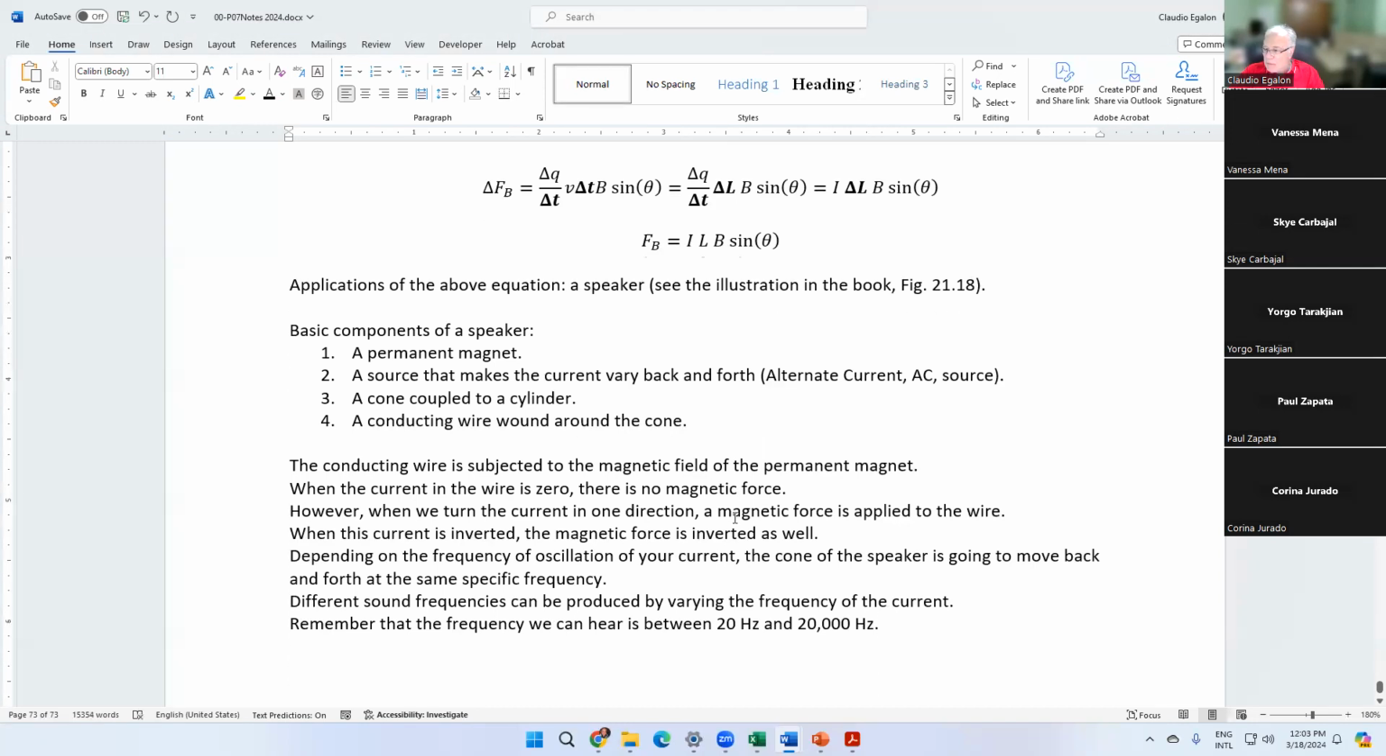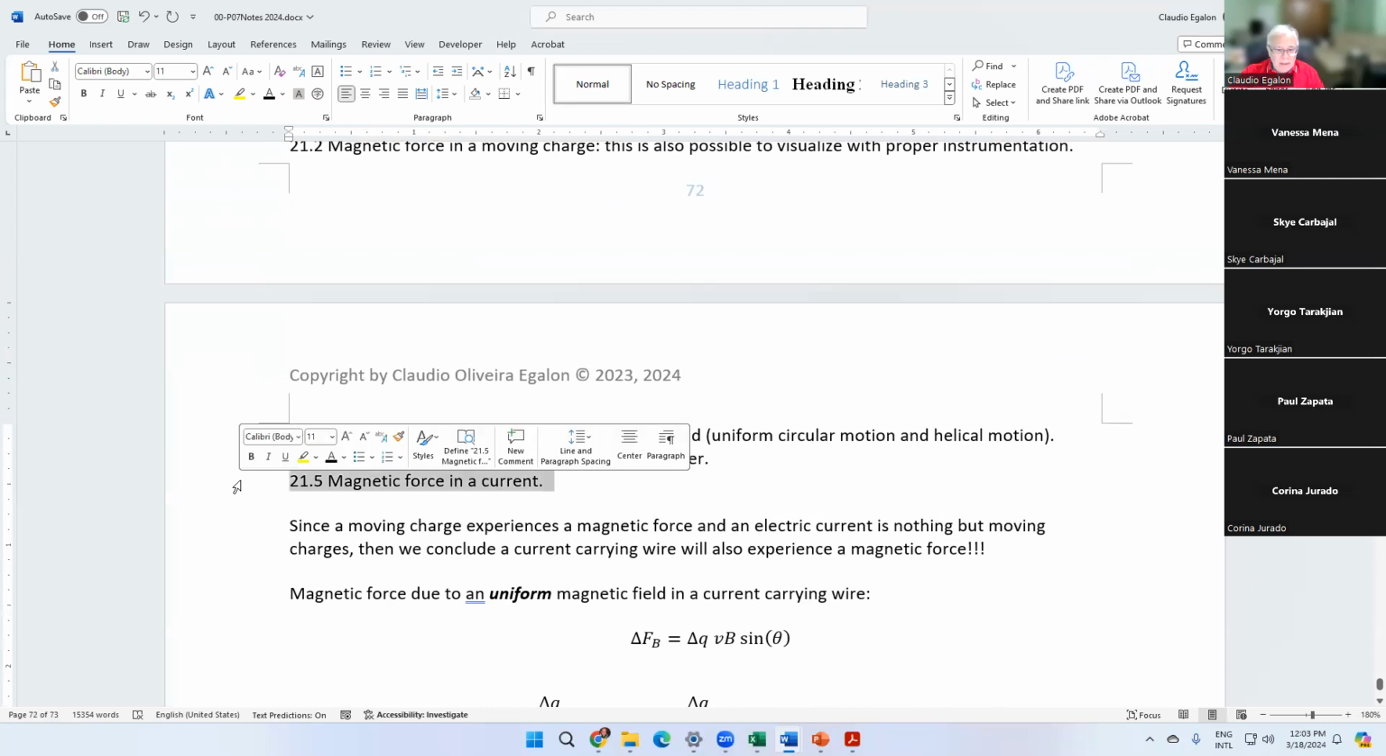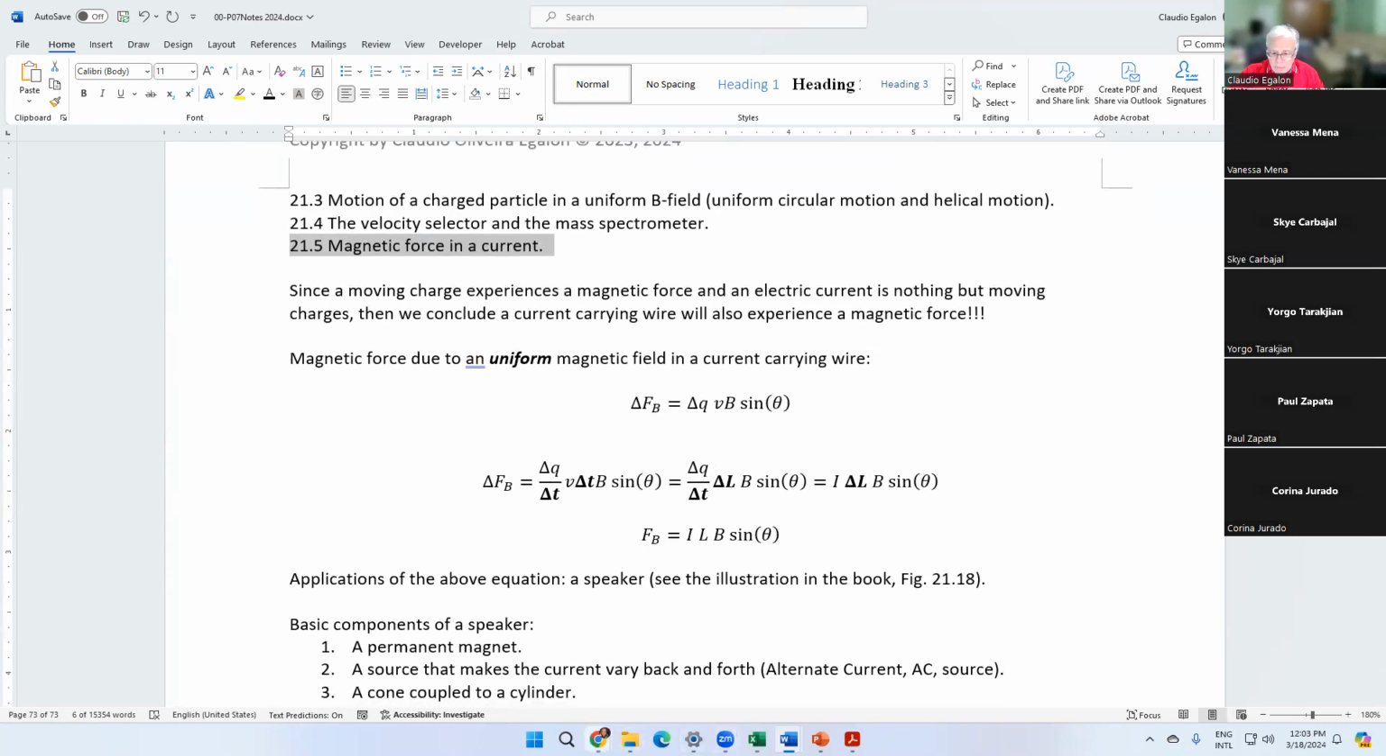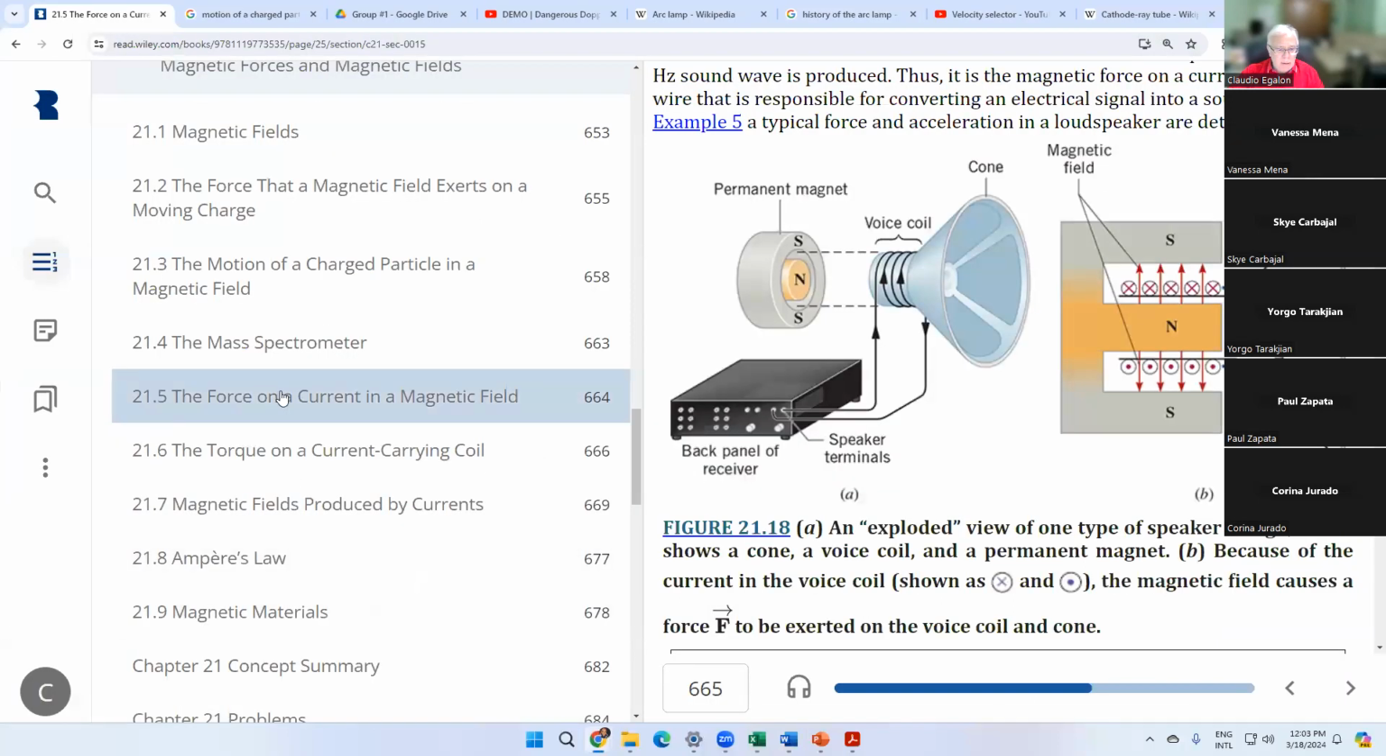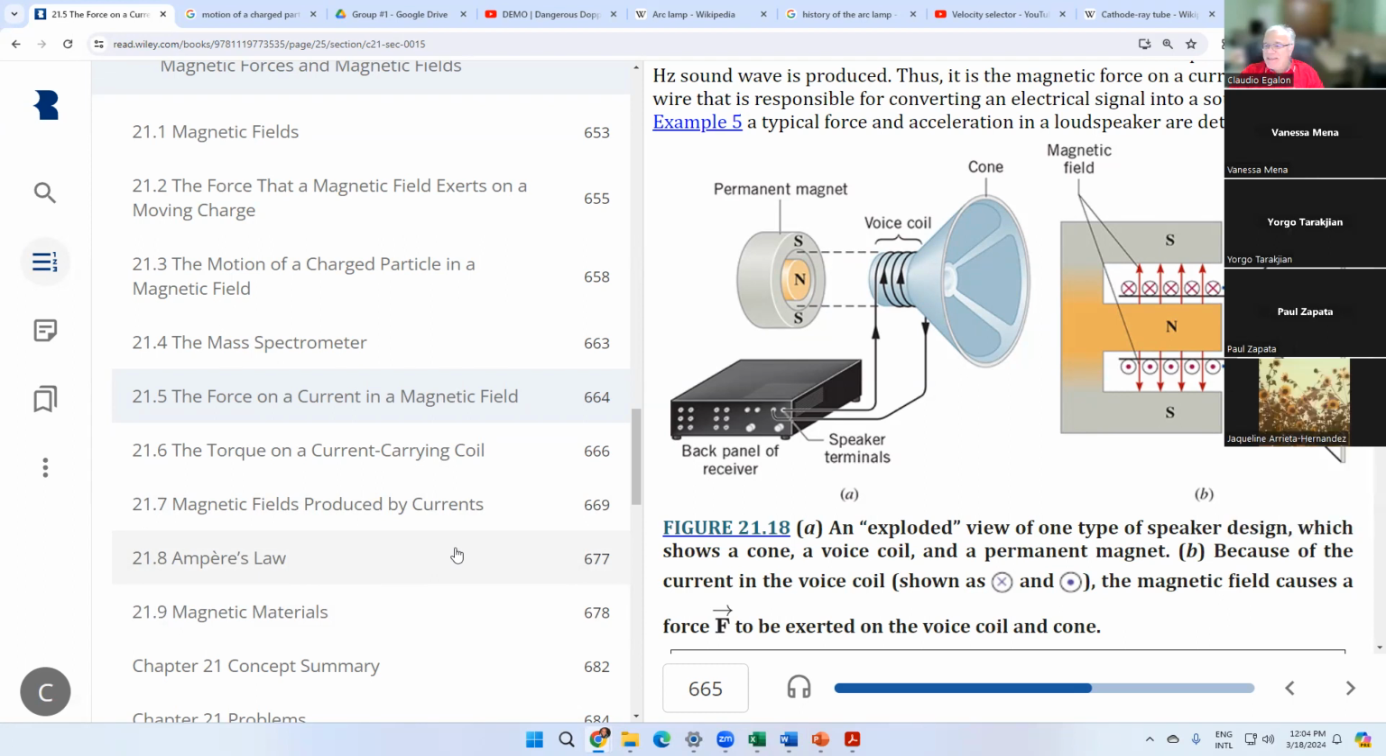Okay, what time is that? Oh, 12:03 already. Okay, folks, I ran out of time here. Any questions? You're still there, right? We covered lots of material all the way out to 21.5. We'll still cover the torque on the current loop next time, and magnetic fields produced by currents. That's important, okay? And then Ampere's law. We're not going to cover this one. So we can stop now and I'll see you the day after tomorrow. Thank you for being here.